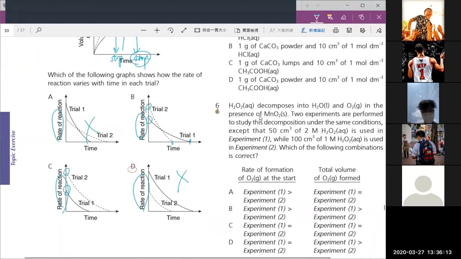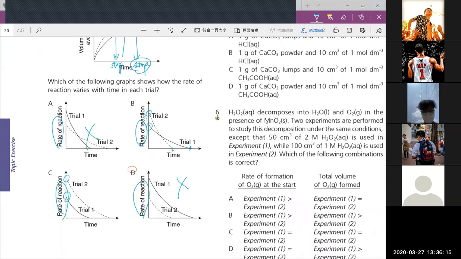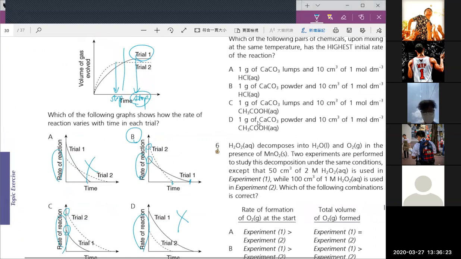Okay, so this is what I would like to talk to you about. The answer is B. Do you know how to approach the question? Why do you mark where it stops? You know it, right? When the reaction stops, the rate becomes 0, so you are going to check that point. Understand?